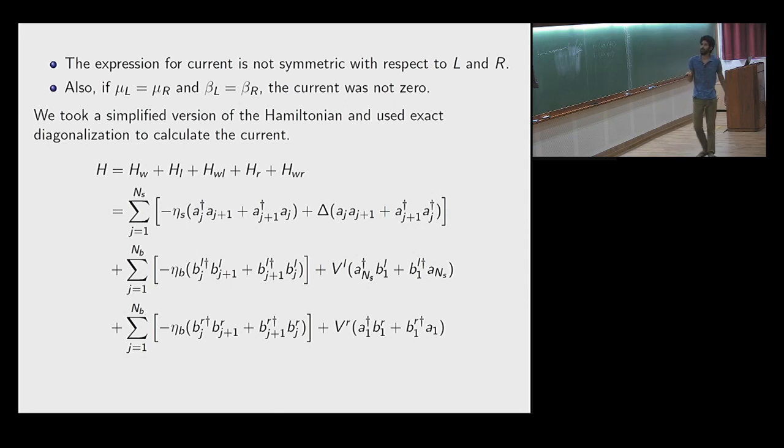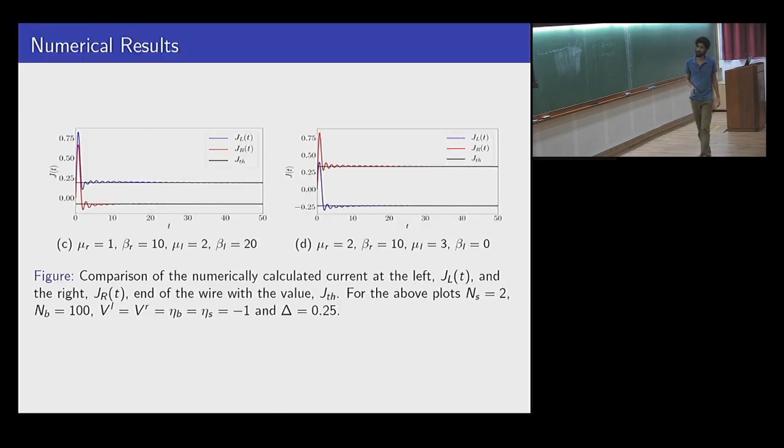Now we ran numerics for the system, and from the numerical simulation we found that indeed this expression is correct, because the steady state that we obtained, with these parameters, matches with the numerical simulation. The initial state was chosen to be the same as I mentioned earlier: a completely empty system, and the baths in thermal states. This is for delta equal to 0.25.